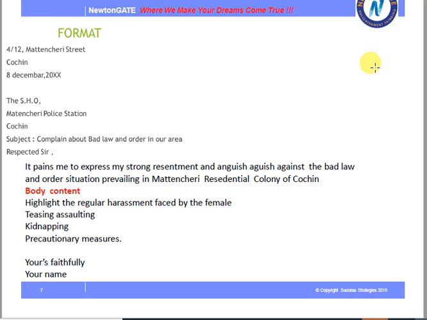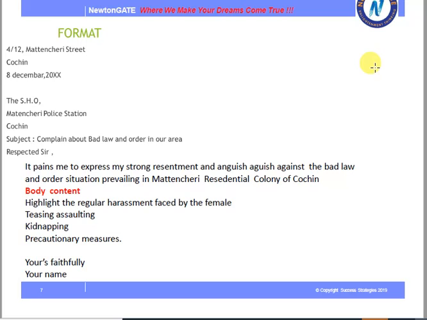Next, the body content. Here for this letter, the body content I have given is that you have to highlight the regular harassment faced by the female, teasing, assaulting, kidnapping that goes on. Then after that you have to write the precautionary measure that can be taken. So here for this letter, this will be the body content.